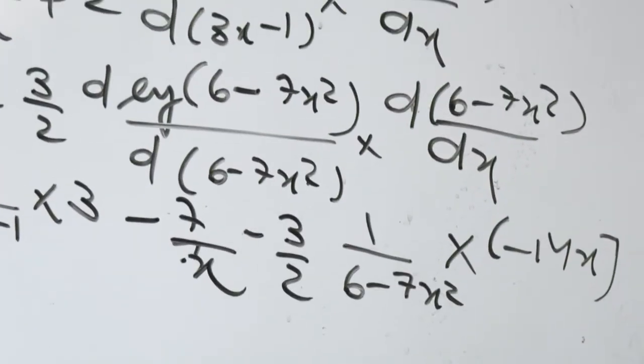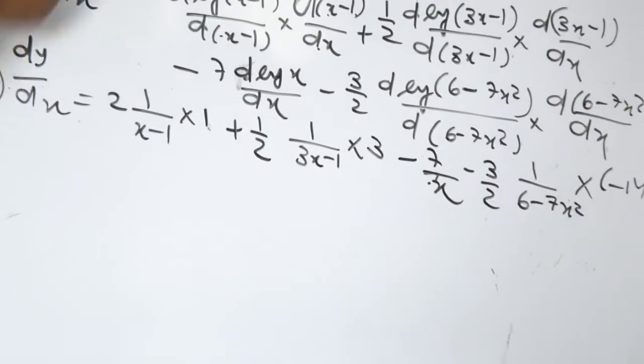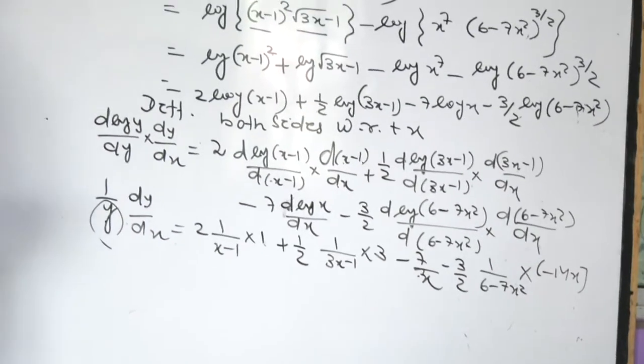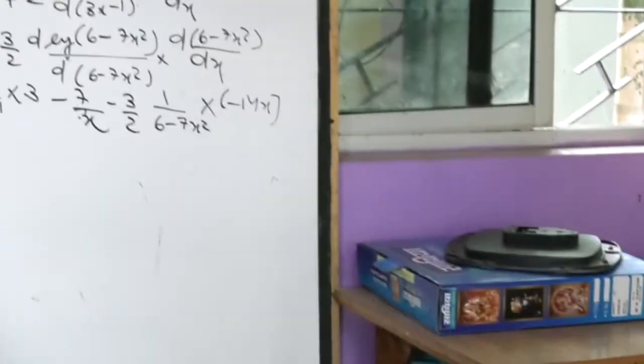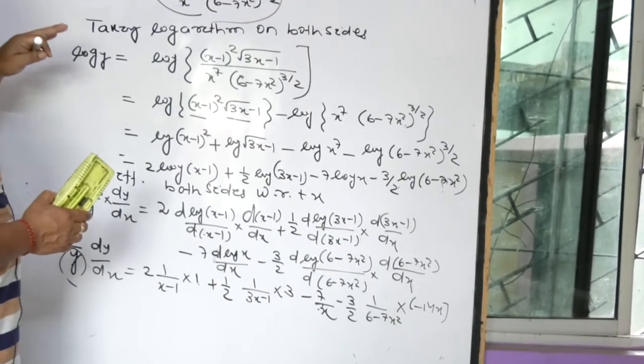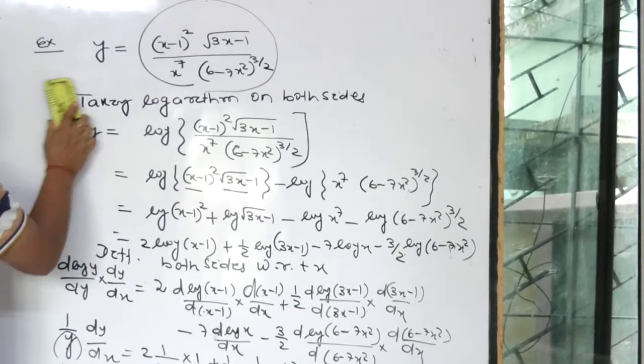Then we have to multiply this y on the right hand side and substitute the value of y as this. Then we will get the correct answer. This is the case when more functions are either divided or multiplied together, you may take logarithm on both sides.